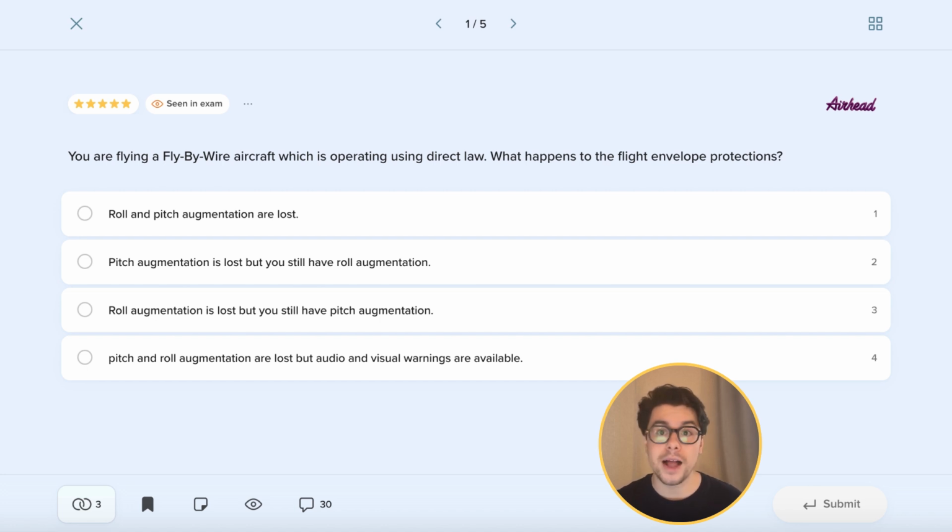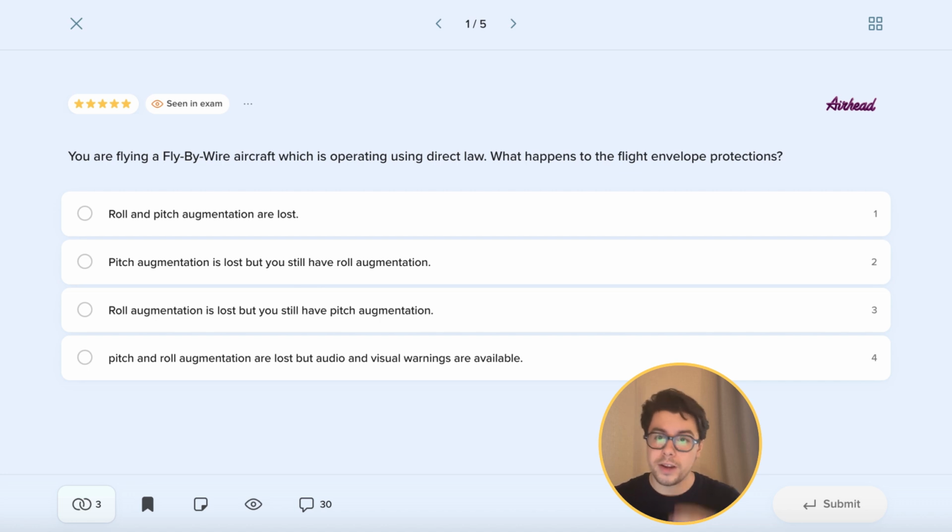In alternate law, we are still flying similarly as normal with the appropriate augmentations. However, some of the protections are lost. And then lastly, we have the direct law. The direct law is different from the preceding two because now not only have we lost the protections, but also the link between our controls and the control surfaces is direct. And this is where the name of the law comes from.